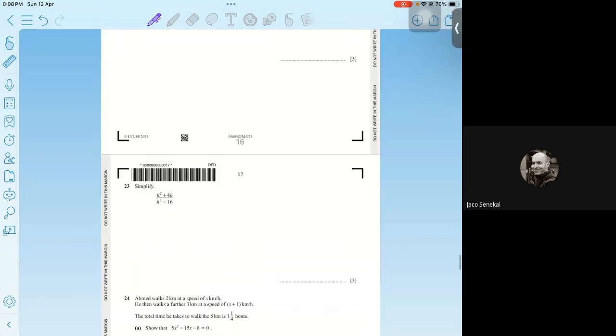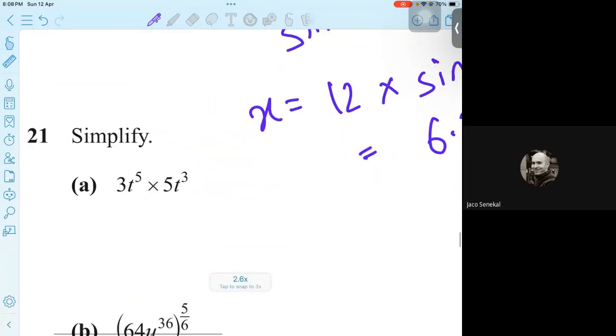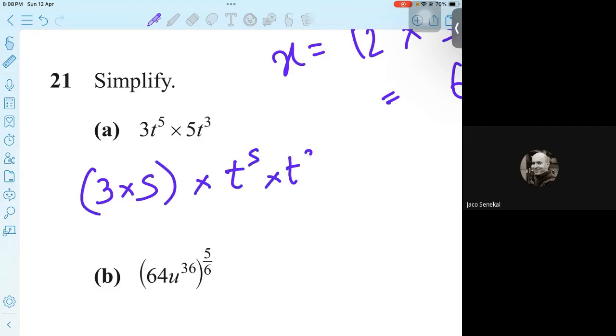I think we are moving towards the end of the paper. Just a couple more questions. So this is indices, where since I have a common base, what I can do is just multiply 3 and 5, and then multiply that with t to the 5, t to the 3. I know that this part, just let me add this up. So this becomes t to the 8 because 5 plus 3, and this part is 15. Any questions?